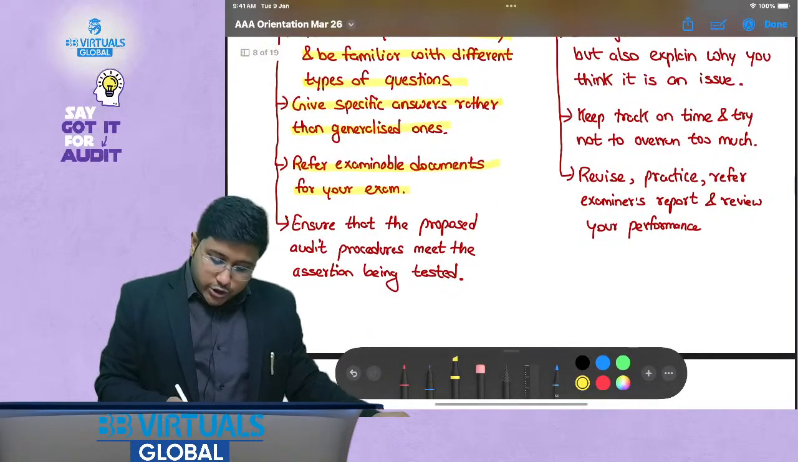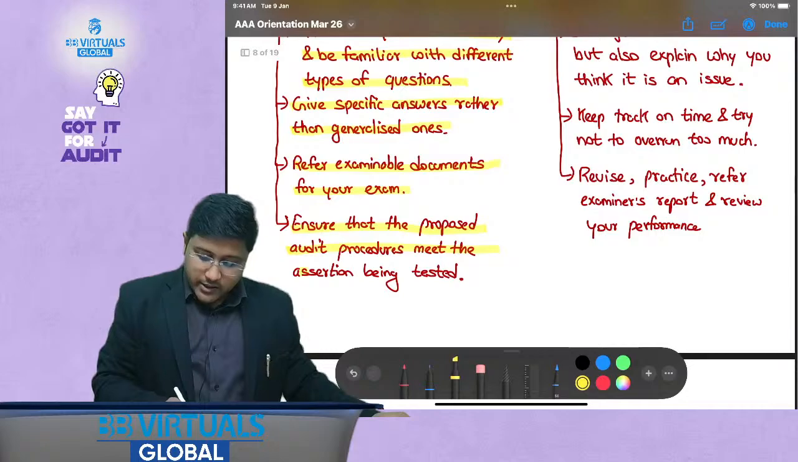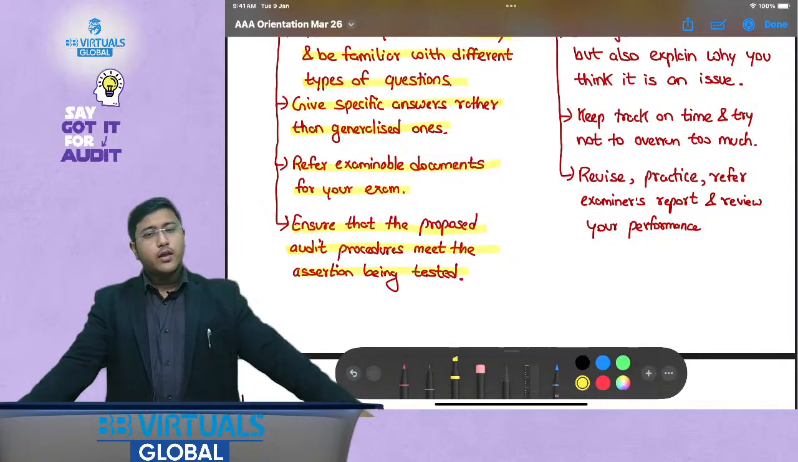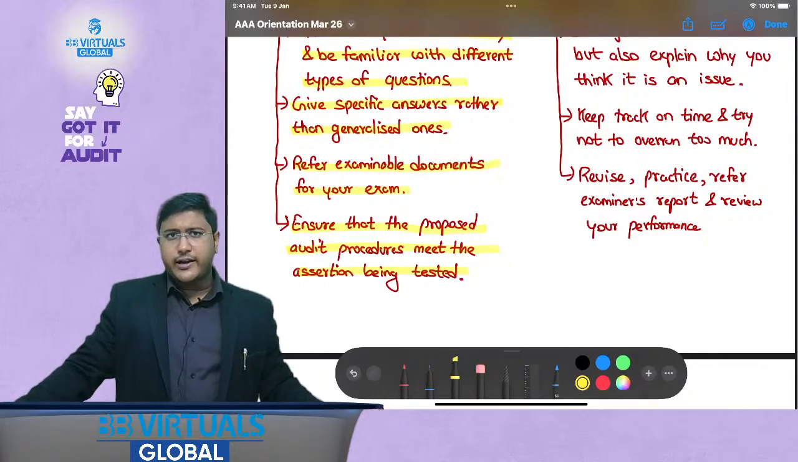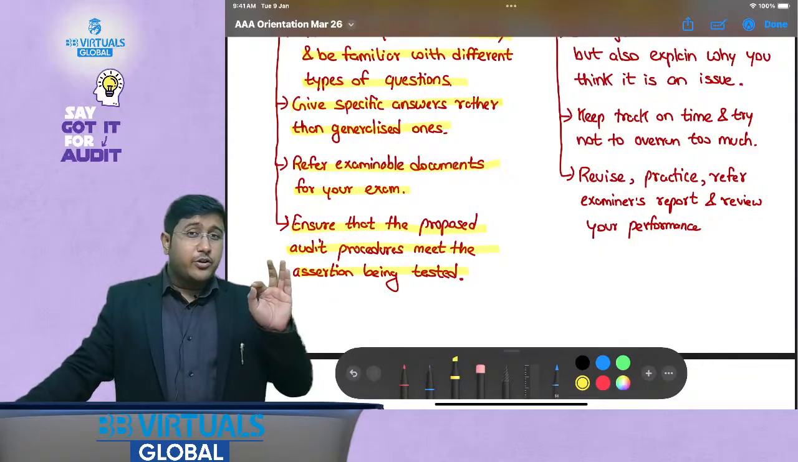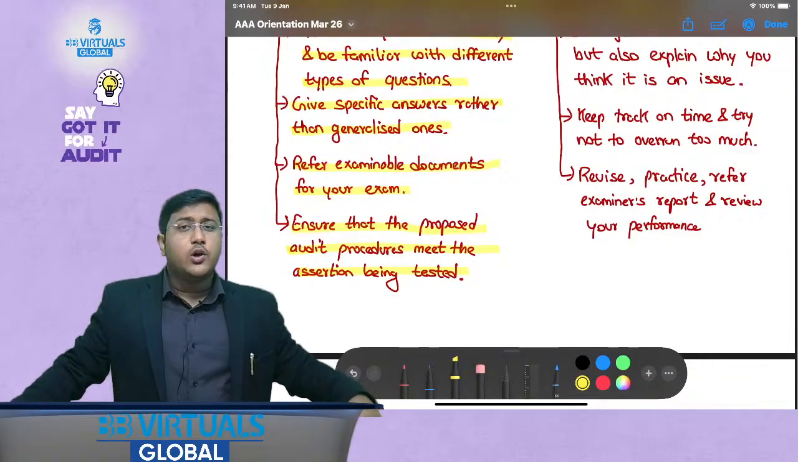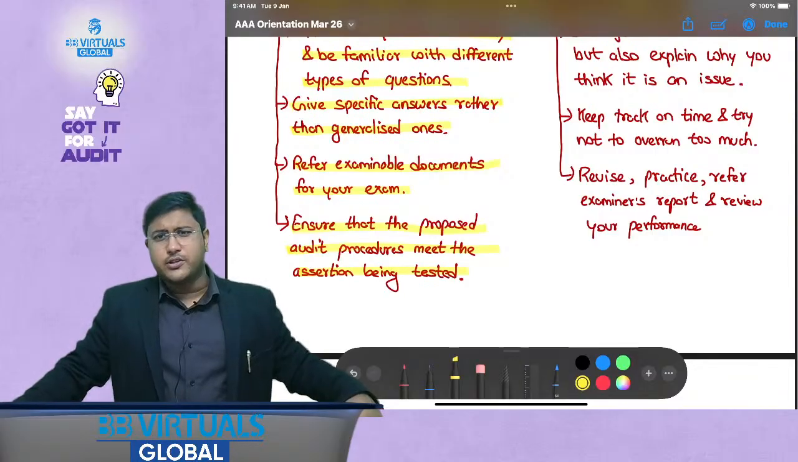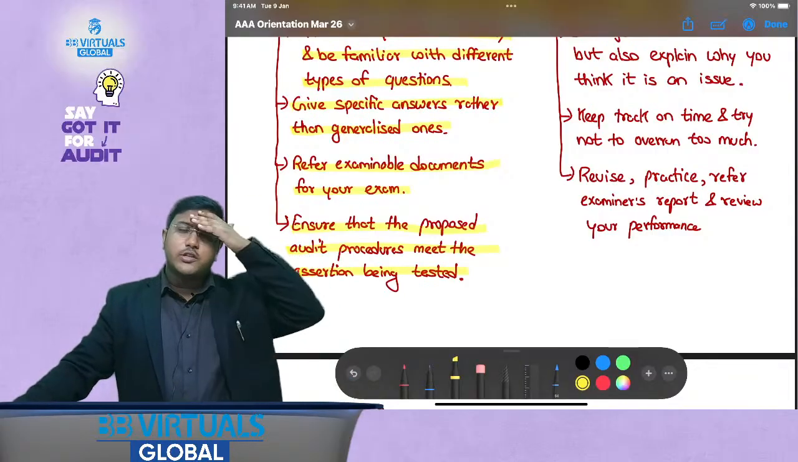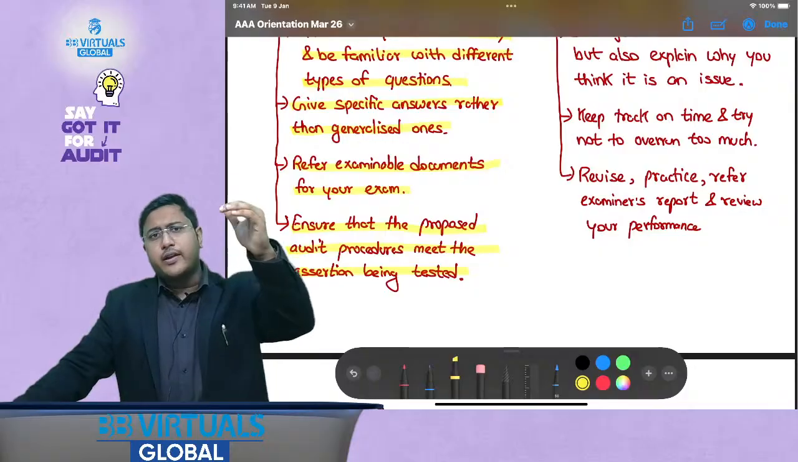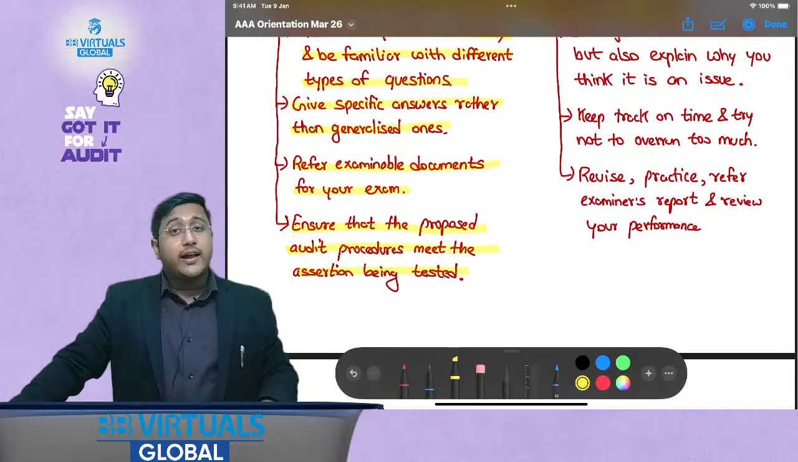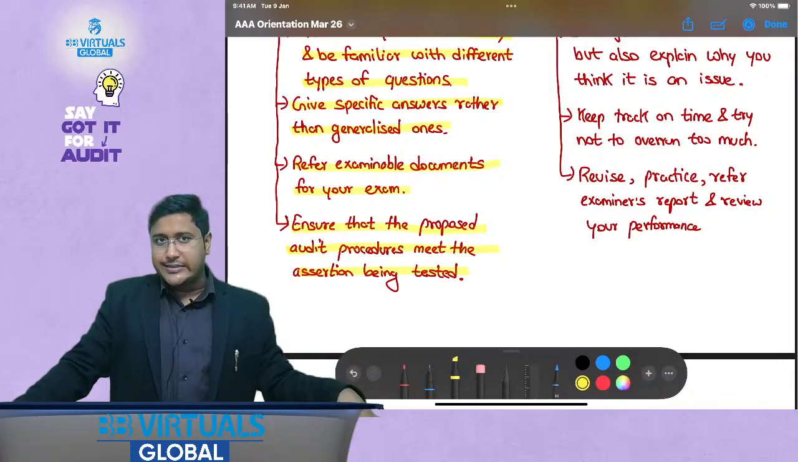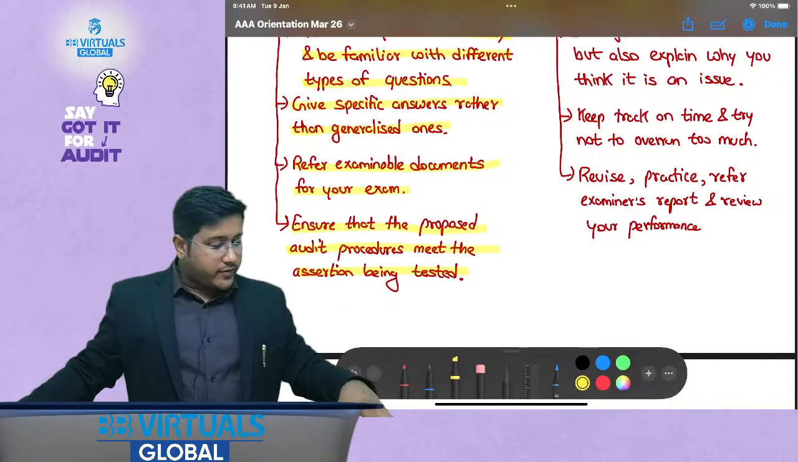Now, ensure that the proposed audit procedures meet the assertion being tested. A lot of times the question is on writing audit procedures for testing a particular item of financial statements. You have written your procedures, but the only concern is that you have written random procedures instead of giving a flow of procedures using assertion-based testing. You mentioned the procedures that you felt like, and that is why a lot of assertions might not be tested. So that is not a complete answer, and that is very important.